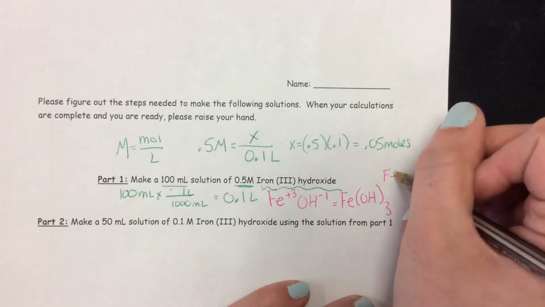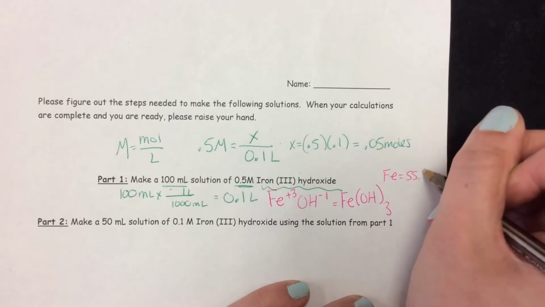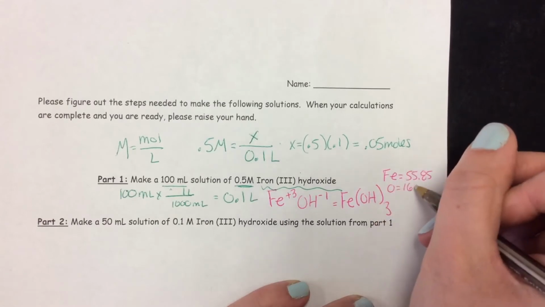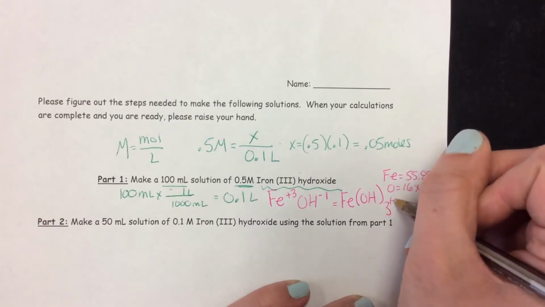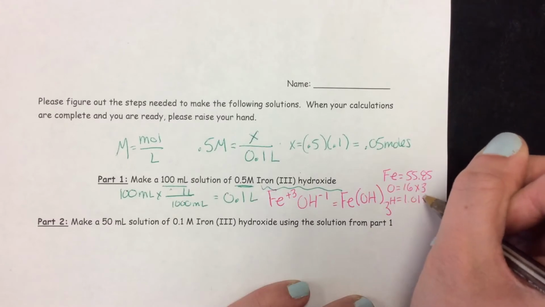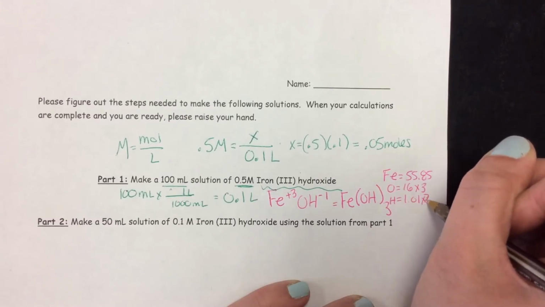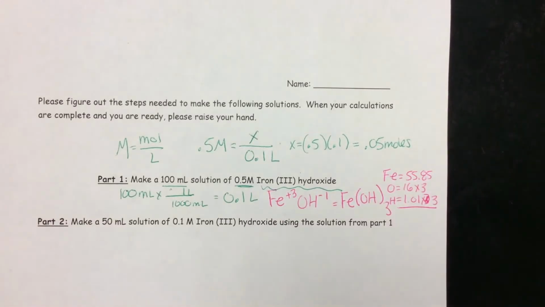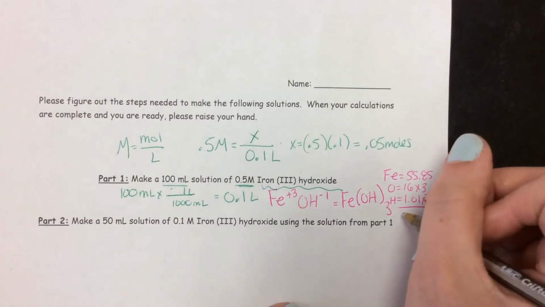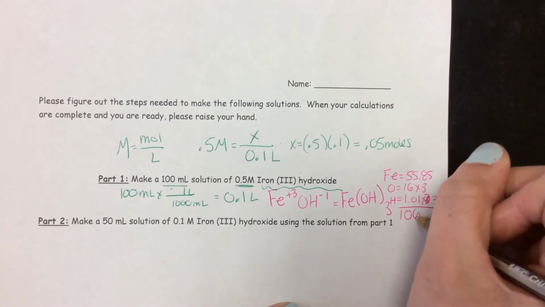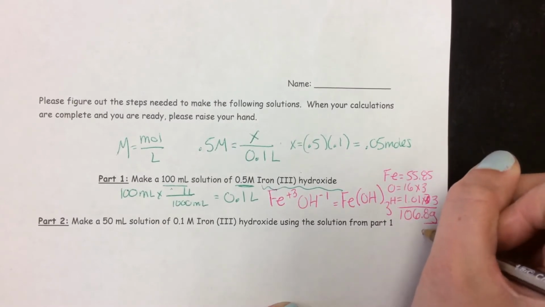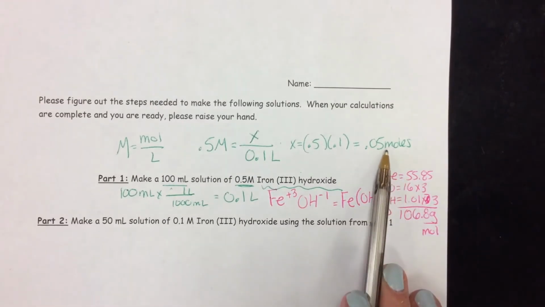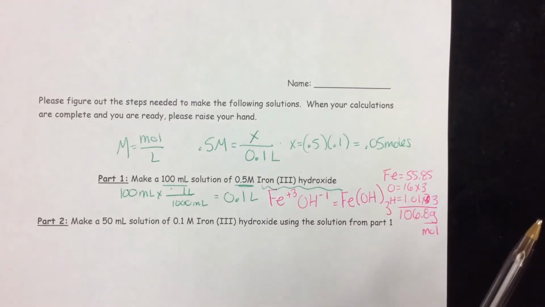So iron, if I look on my periodic table, is 55.85. Oxygen is 16, but distribute, which means that there's going to be 3 of them. And then H is 1.01 times 3 also, because we need to distribute. So add it all up, and you'll get a molar mass of 106.88 grams per mole.